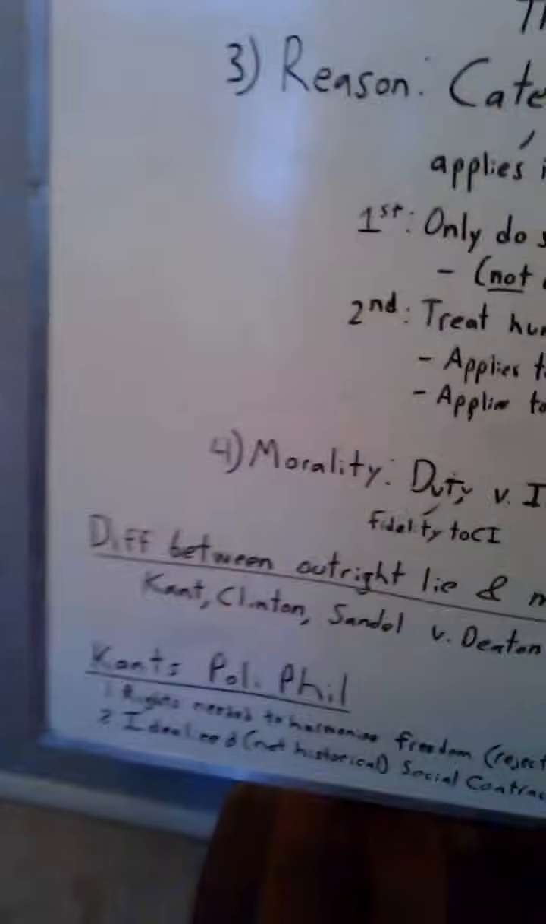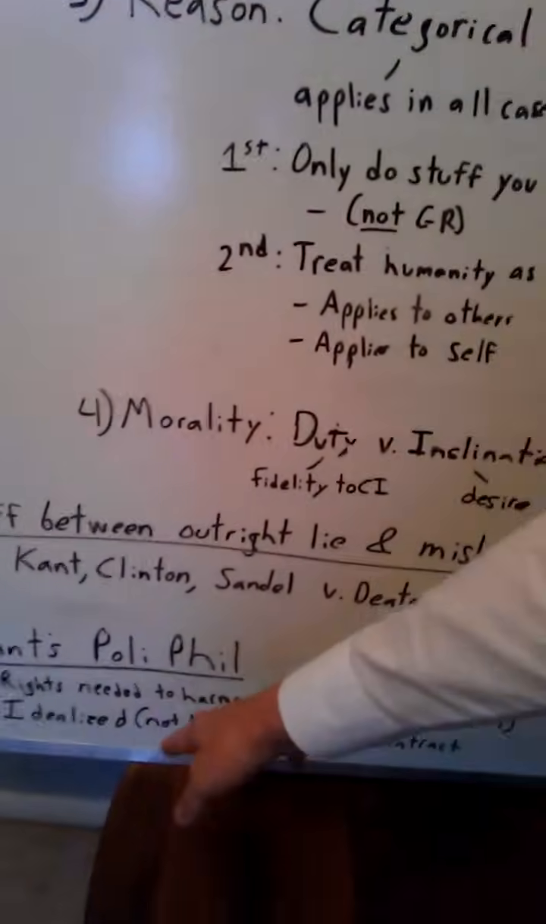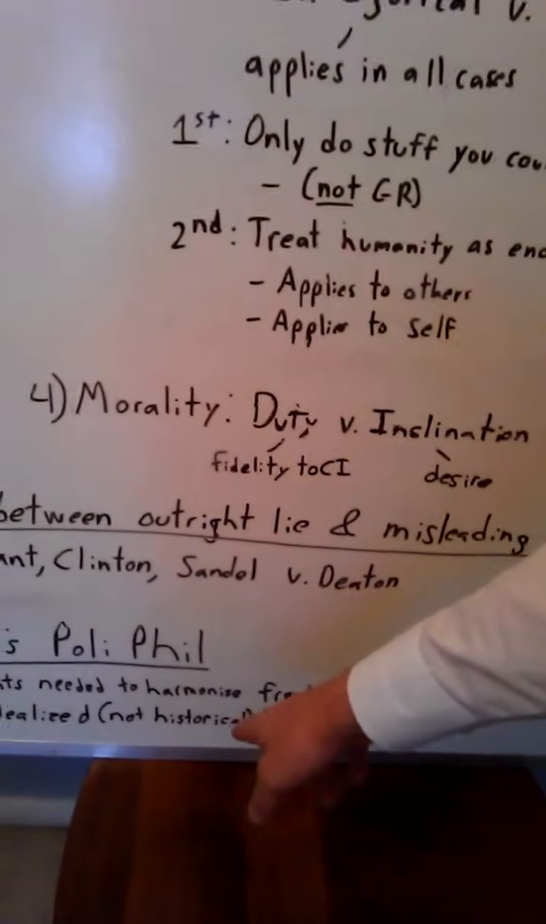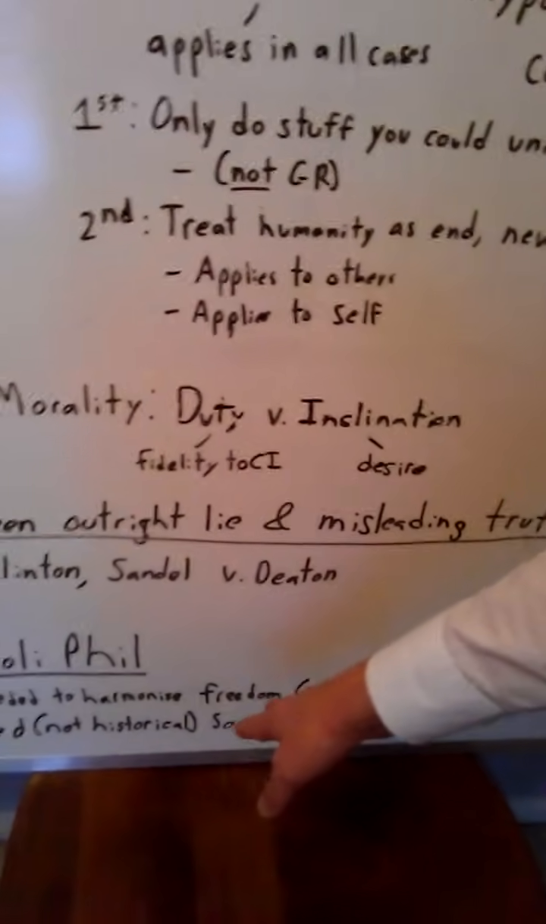That's going to be one of your discussion questions, as you'll see in just a moment, but there's something to think about. All right, last, Kant's political philosophy. Two components of Kant's political philosophy are discussed in the book. First, he thinks that there should be a regime of rights that can harmonize the freedom of all persons.